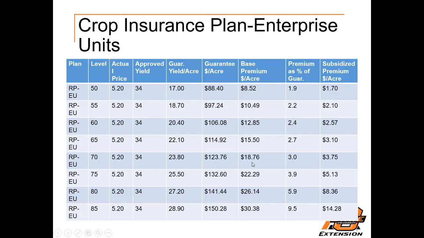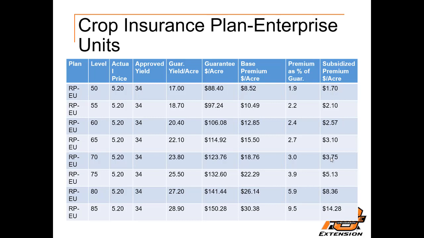The base premium per acre is $18.76, but after that increased cost share from the government, because we're going through the enterprise units instead of revenue protection optional units, we have a higher cost share coming from the government, a higher percentage of what they're paying. We get that $3.75 per acre is what the farmer is going to pay, compared to the revenue protection optional units at $9.33. So again, just in this example, this shows how much lower we can push that premium and how we can decrease the cost of production just based on the type of crop insurance product that we select.